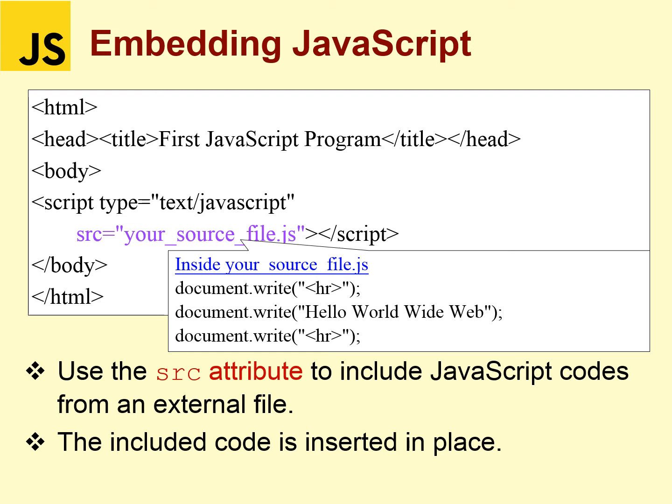So inside this particular JavaScript file, there are three print statements. The first print statement generates a horizontal line, that is document.write of HR. The second statement is document.write of hello world wide web. This is used for printing hello world wide web on the body of the web page. And the third one is document.write of HR. This also generates a horizontal line.